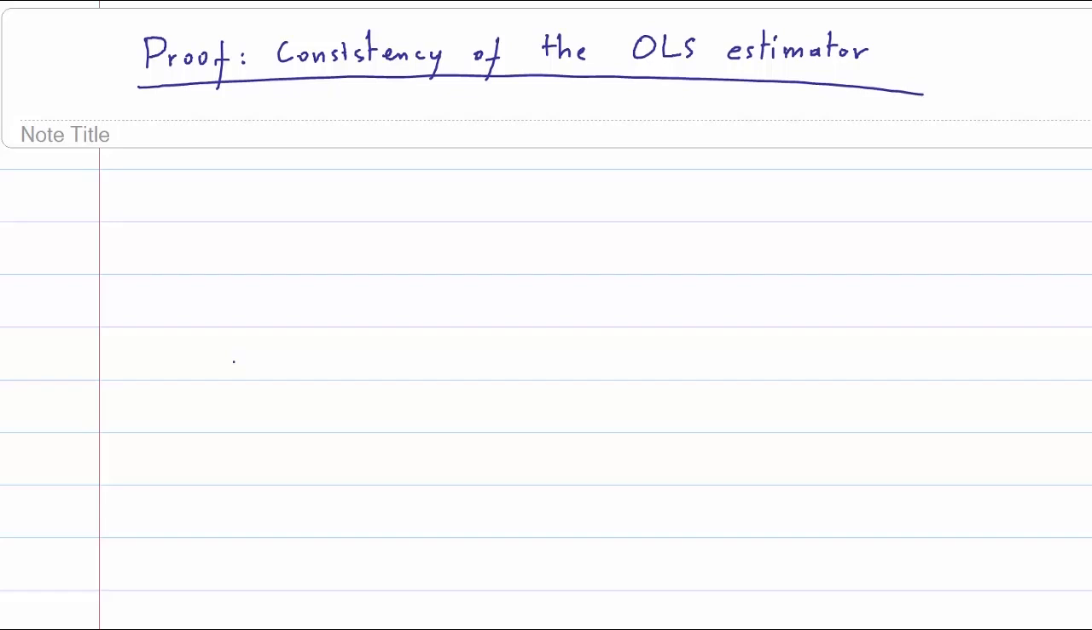In this video, we are going to cover the proof of the consistency of the OLS estimator. So we're going to use the simple linear regression model instead of the multiple linear regression model, but the proof is the same in both cases. So simple linear regression.